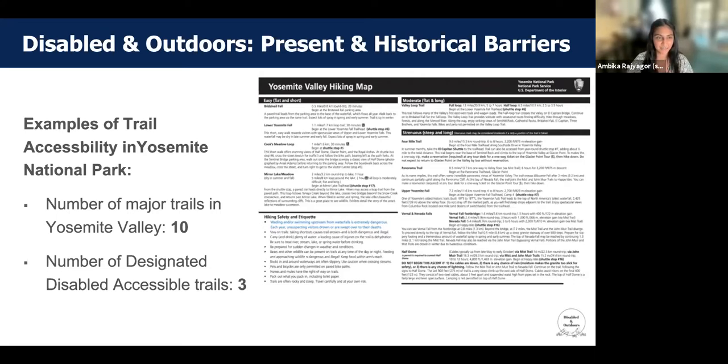And it's very hard to experience or share an experience of the place that you love in the outdoors, and then have that person that's with you feel like they don't belong or they're not welcome there. And so I left this as an example. These are some of the major trails, but only 3 of them are disabled accessible, and even then we face social barriers. Next slide.